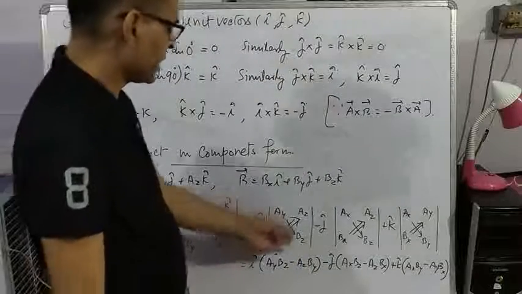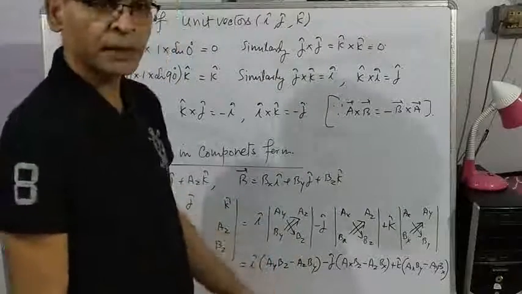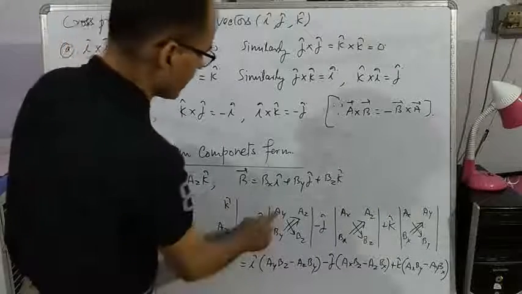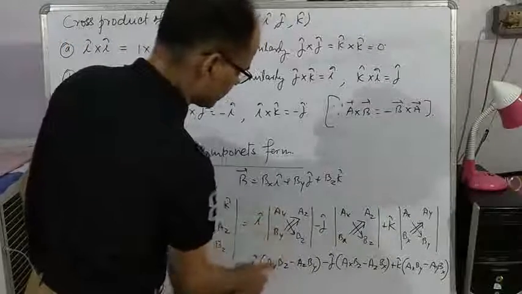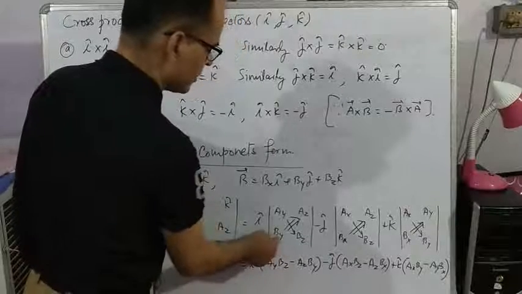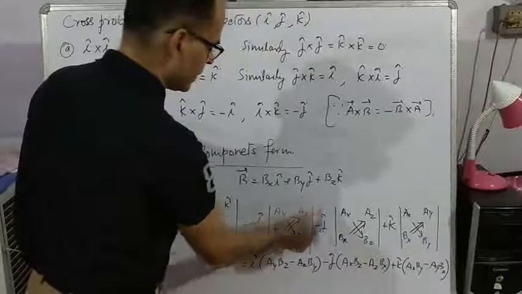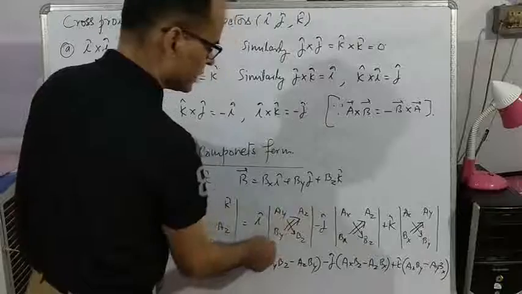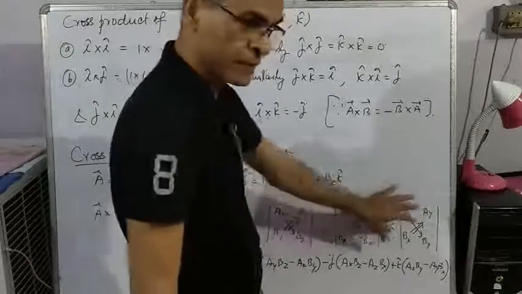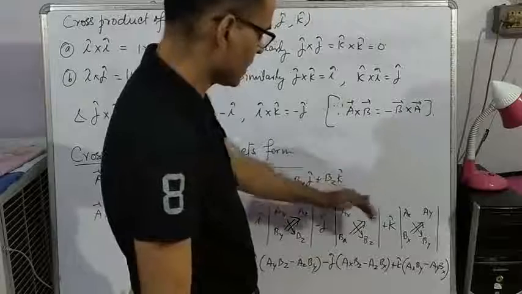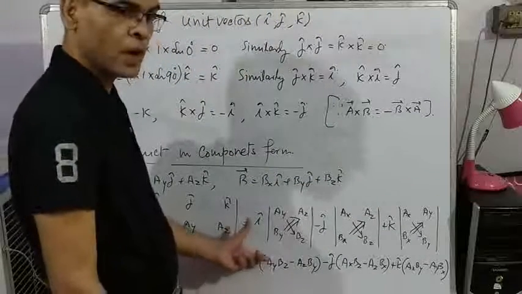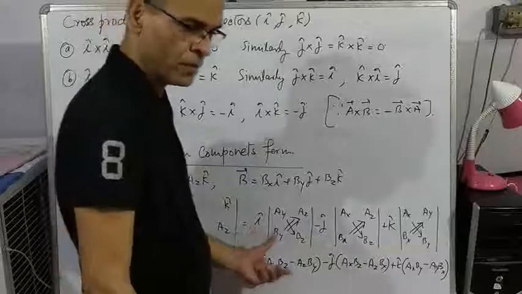Now cross multiplication is done, and keep in mind the order of cross multiplication will remain the same. First you will multiply in this direction, AYBZ, then negative sign, then you multiply in this direction, BYAZ. Same process you have to apply everywhere. Order of multiplication should be the same. So this is the value of the cross product of two vectors given in component form.